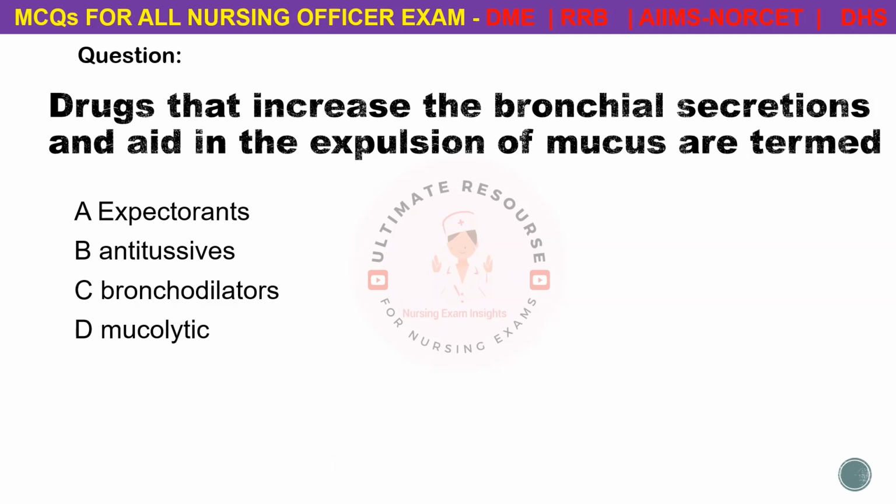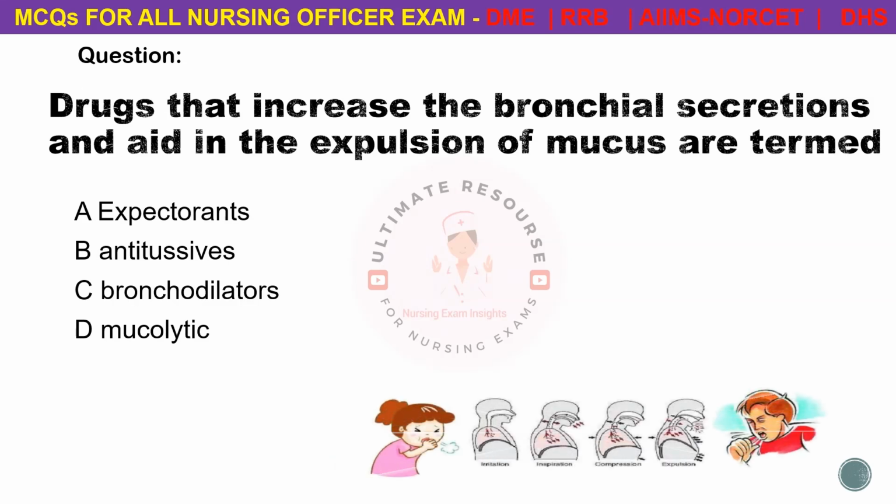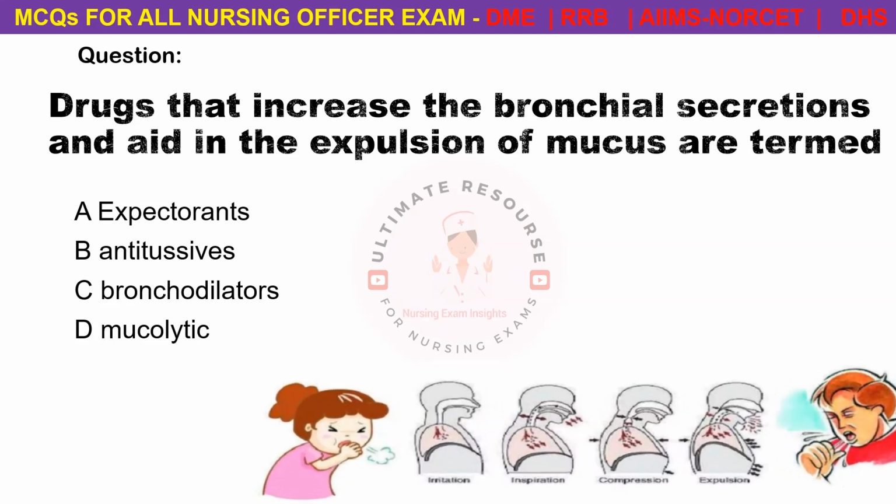Drugs that increase the bronchial secretions and aid in the expulsion of mucus are termed. Options are A. Expectorants, B. Antitussives, C. Bronchodilators, D. Mucolytics. The answer is A. Expectorants.